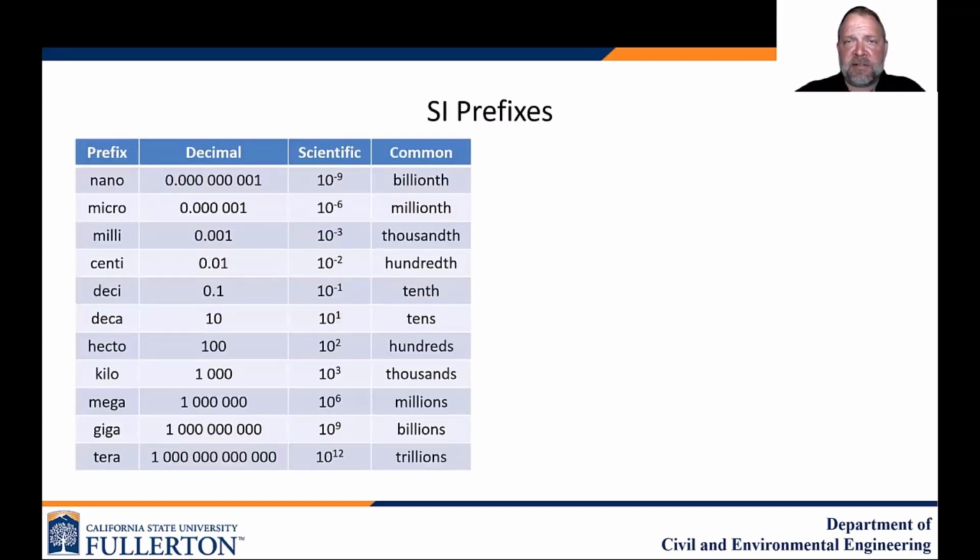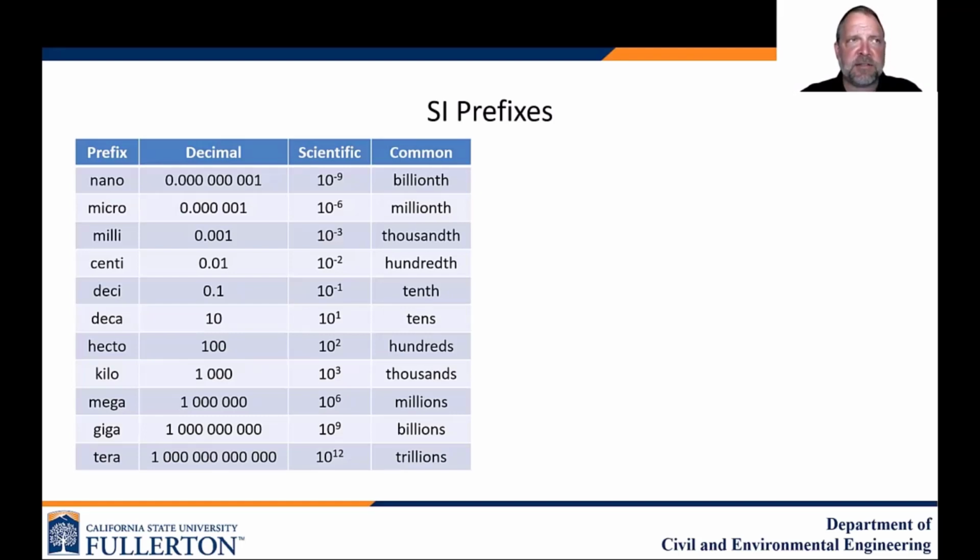SI also uses prefixes. So we talk about meters or liters or hectares, and you can also change that. You might know a centimeter, for example, is a little bit less than half an inch. A centimeter is a hundredth of a meter. So those will get our SI prefixes. Nano is a billionth of something, maybe a meter, maybe a liter. Micro is a millionth. Milli is a thousandth. Centi is a hundredth, like a centimeter. It's 100 centimeters in a meter. A deci is a tenth.